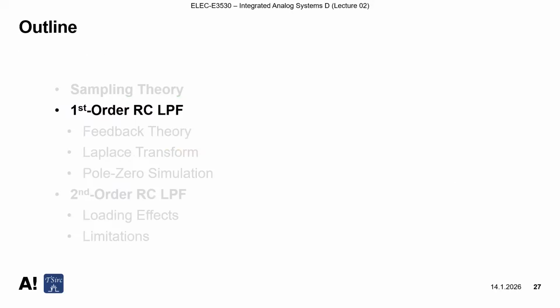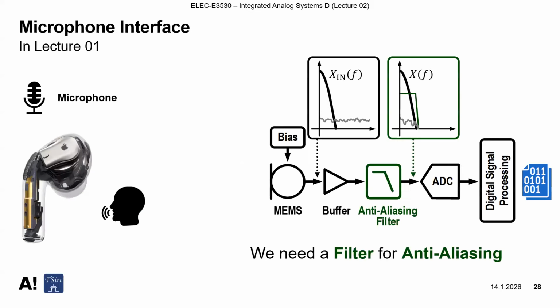Okay, then we can move on to the first order RC low pass filter, which is a very, very easy case to analyze. We have looked at this microphone interface in lecture 01, and we figured out we need a filter for anti-aliasing here, to filter out our noise component before it is aliased back to our baseband.